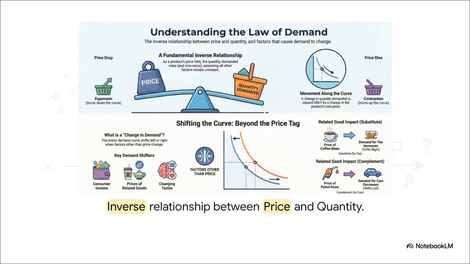So, to solve our mystery, we first need to establish the ground rules, specifically the law of demand. Think of this fundamental inverse relationship like a giant seesaw. As a product's price rises, that heavy weight on the left side, the quantity demanded naturally falls, sending the basket on the right up in the air. This rule assumes, and this is absolutely crucial, that all other factors in the world remain entirely constant. It's the absolute baseline of consumer behavior.